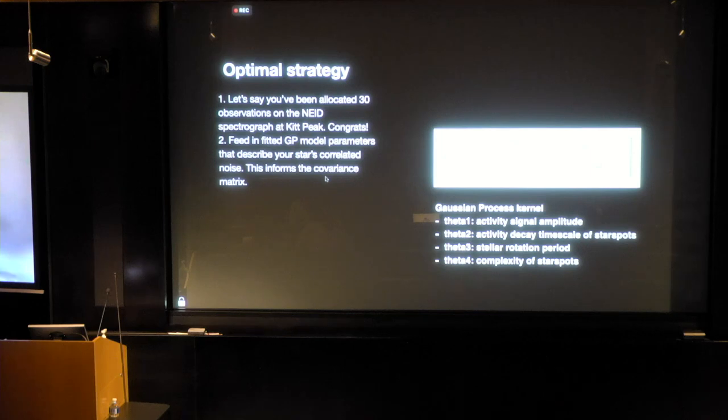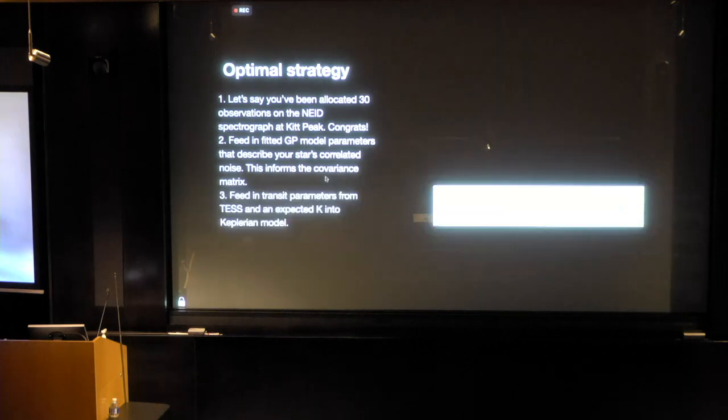And finally, the harmonic complexity of the star spots. This one's a little bit less physically motivated. But yeah, so that's the next step. And then you would feed in your planet parameters. So before we were feeding in our noise parameters, and now the parameters for the model with the parameters that we're trying to optimize our measurements for. So this is the Keplerian with the ingredients that I had listed before.